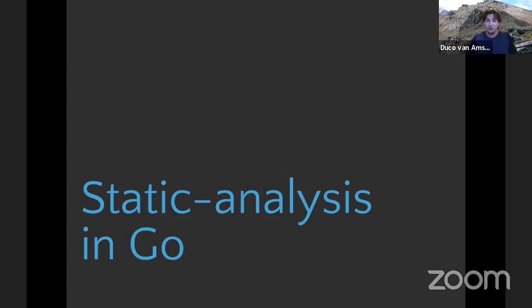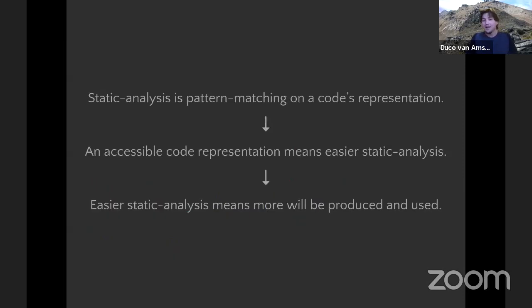And a linter is a tool doing static analysis. But what about Go, which is kind of the most interesting and most foremost concern here? Static analysis basically, and obviously this can be debated, is pattern matching on a code's representation. The idea is that if you have an accessible code representation, so an easy, computationally and algorithmically easy to understand way of representing your code, that means you can do easier pattern matching or easier static analysis. So if you have easier static analysis, it's also more likely people will produce more of it and actually make it more useful and more productive for its outcome.